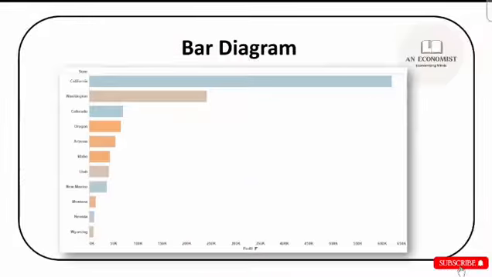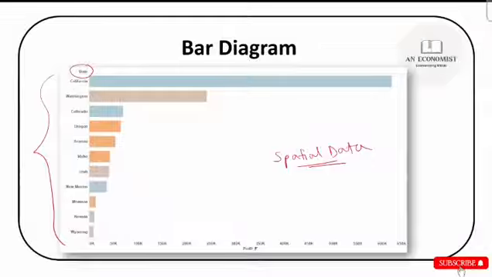Now what I was telling you is the spatial data. This is an example of a bar diagram which represents spatial data because it relates to the state. If you can see this, these are American states. Here you have a few American states, and for each state you are trying to derive the profit. You are trying to compare the profits of each of the states.